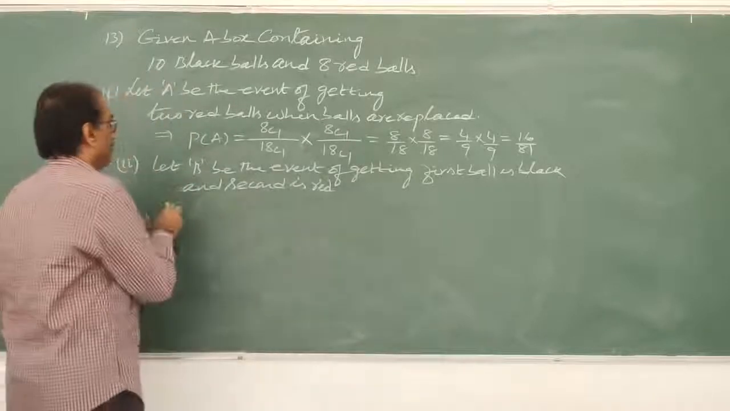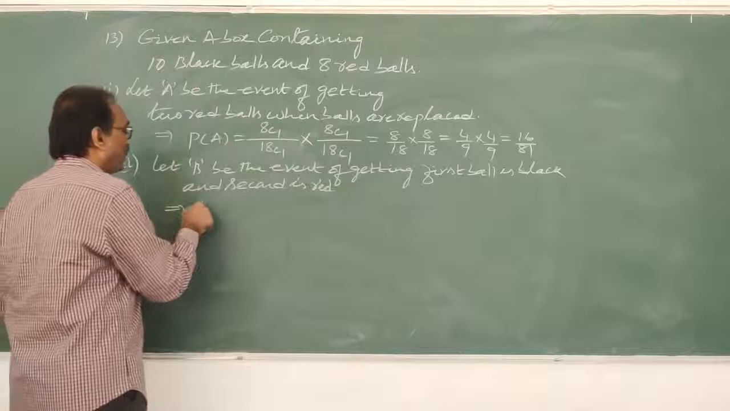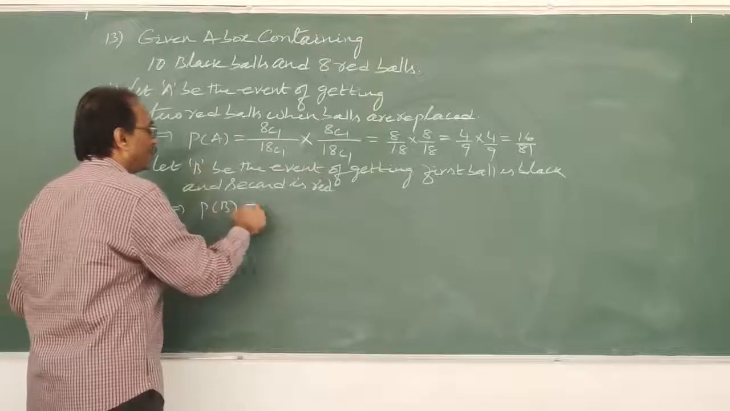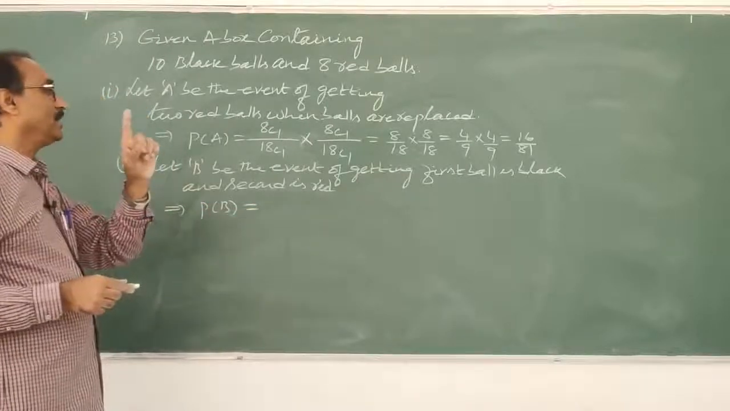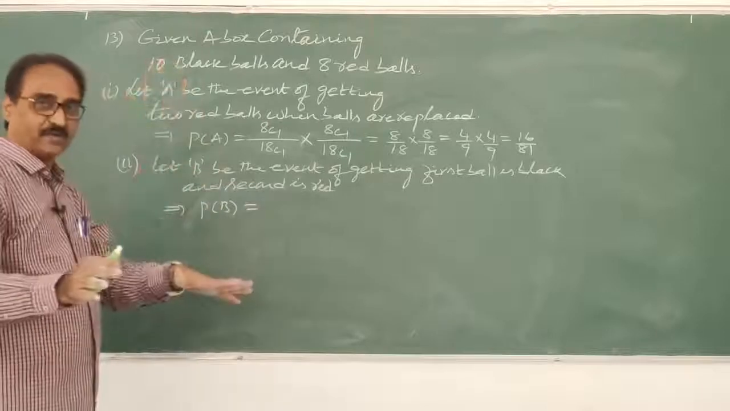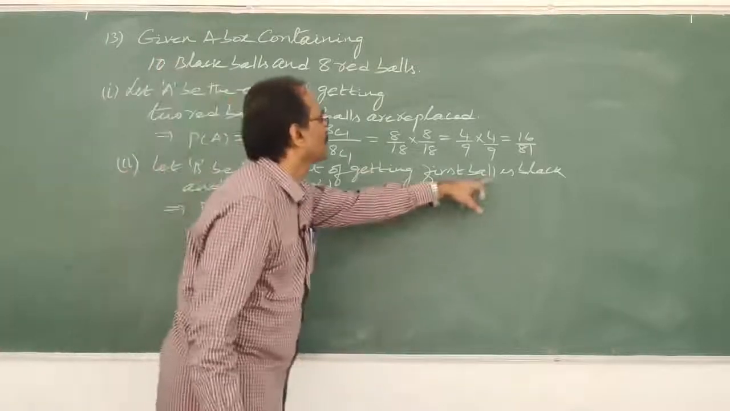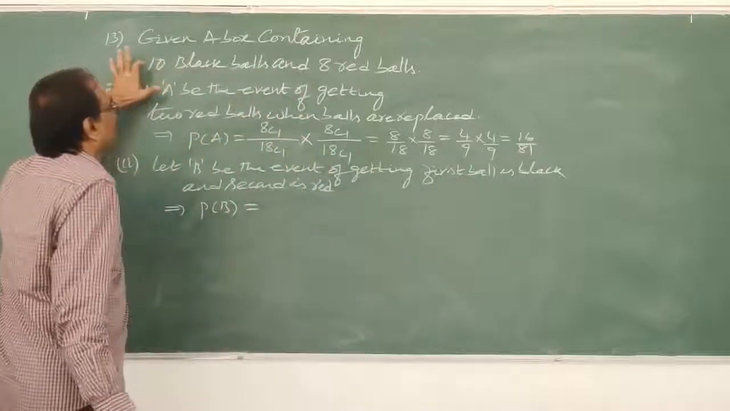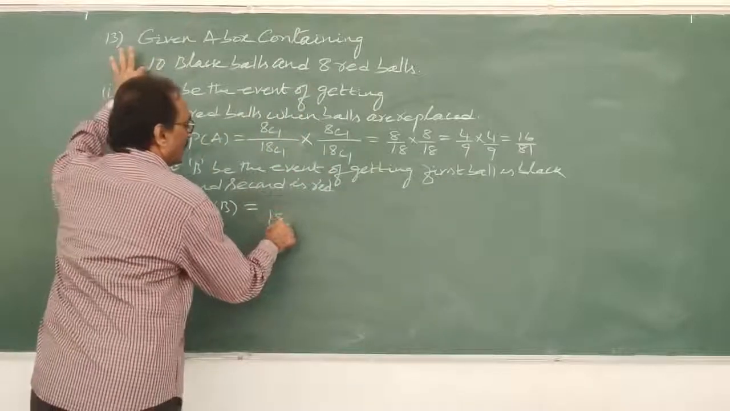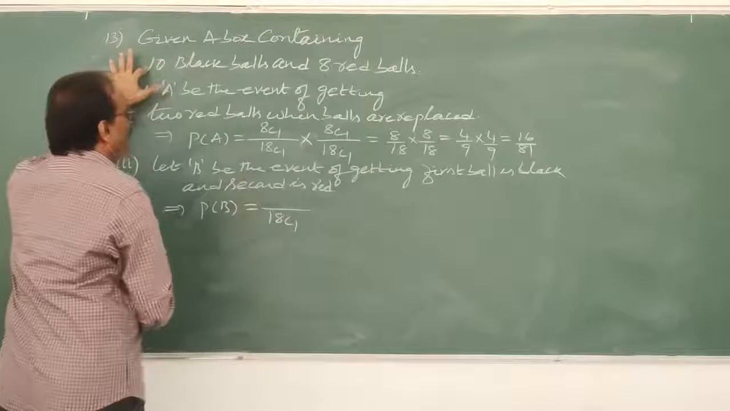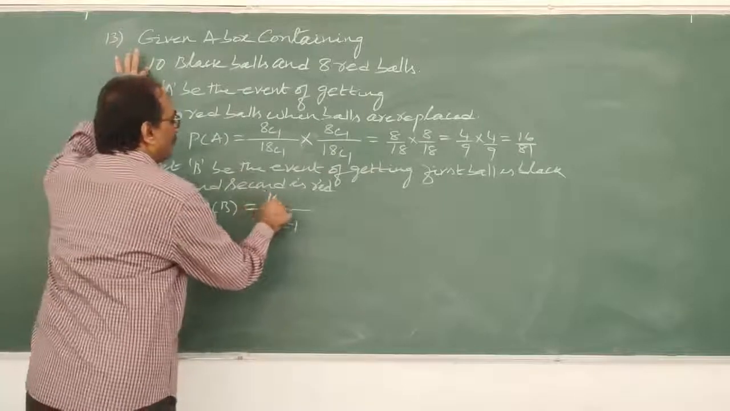Now you see. So what will we do now? The probability of B is equal to, first ball is black is given. Whatever ball you are drawing first, that should be black only. Happy? First ball is black. So how many blacks are there? 10. Total balls, how many are there? 18. That is common, 18C1. First ball black must be there, which means it should come out of 10.